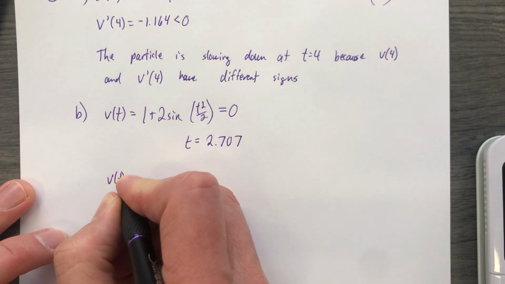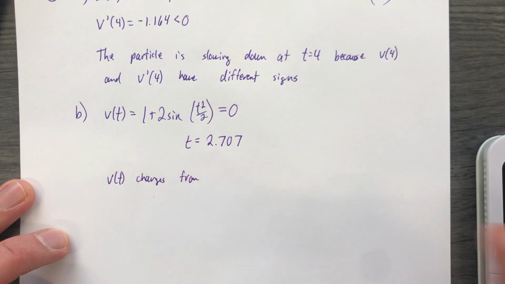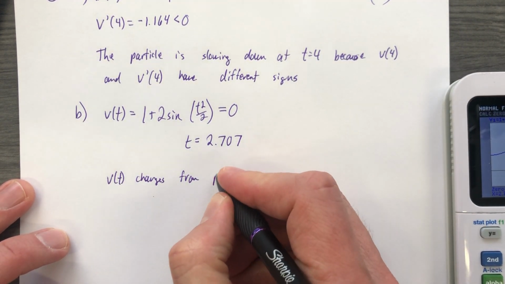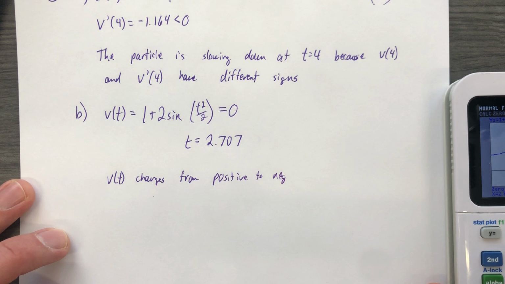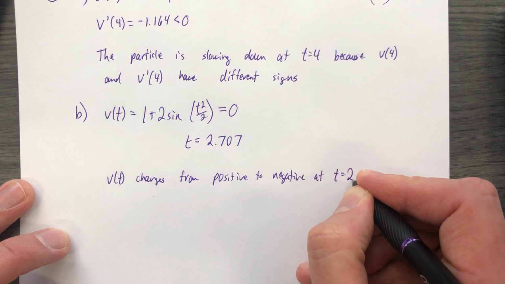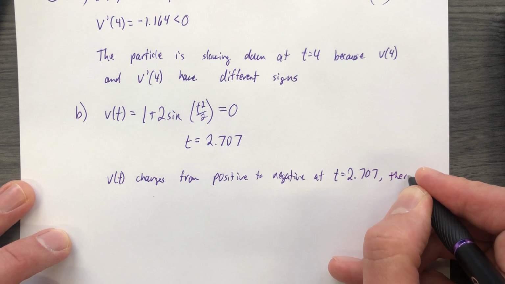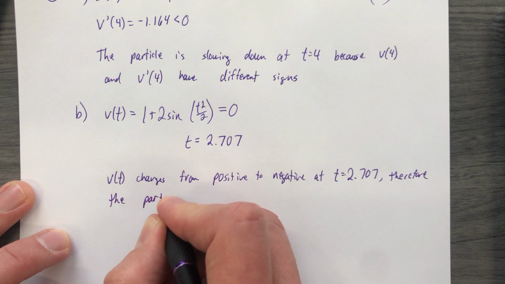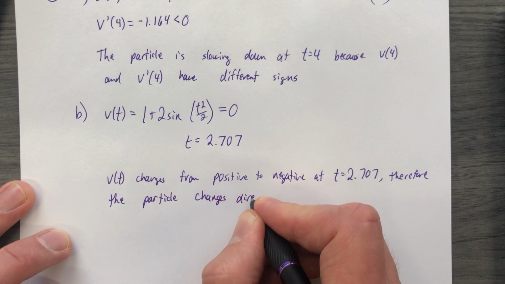All right, the velocity changes from, now let's look at the graph for a second, from positive to negative, at t equals 2.707. Therefore, the particle changes directions.